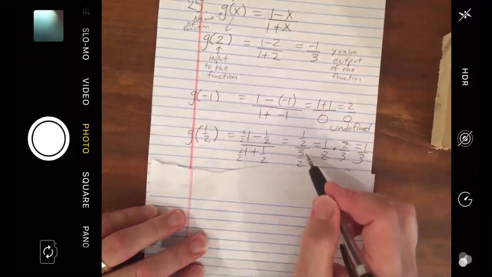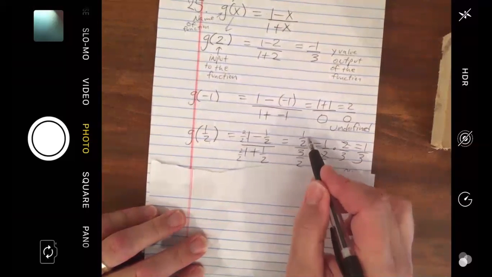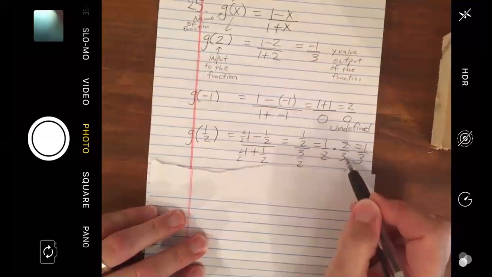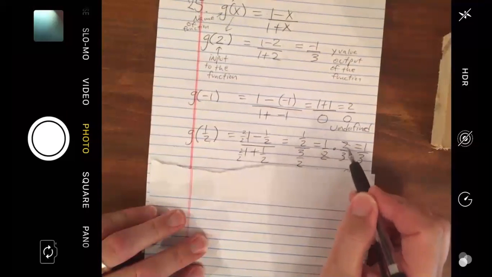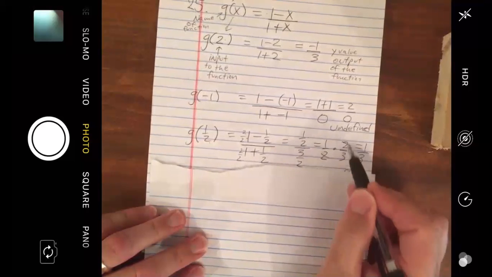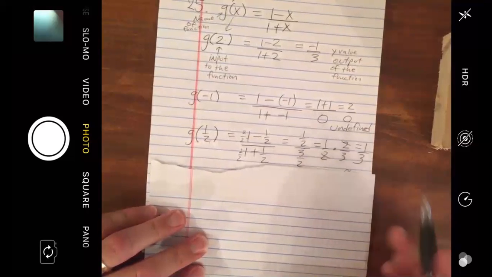Fractions divide out by taking the top, multiplying by the flip of the bottom. So that goes 1/2 times 2 over 3. The 2's we cancel because they're on top and bottom, leaving, multiply what's left, you're left with 1's, 1/3.